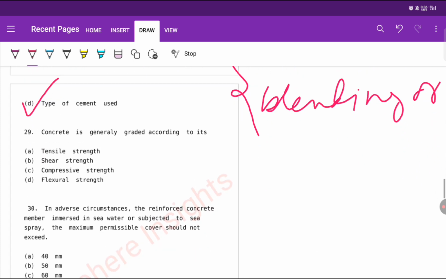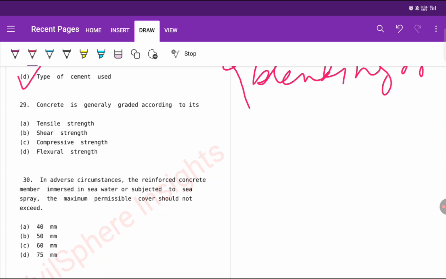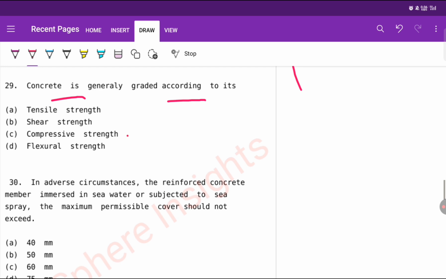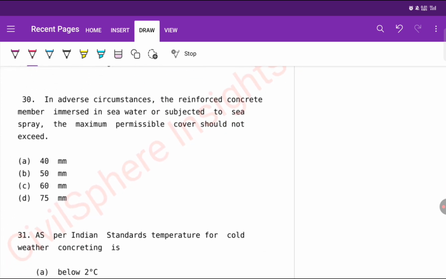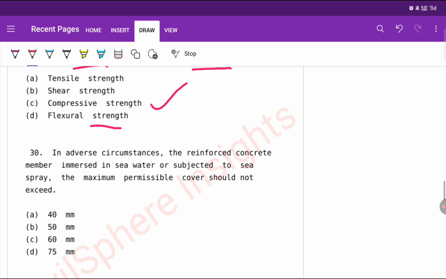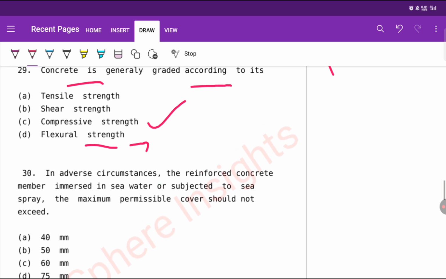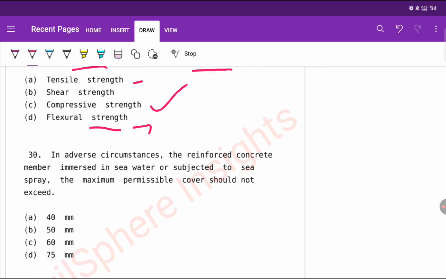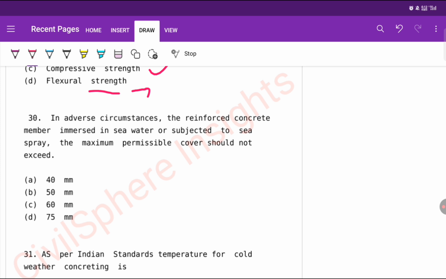Next question 29: concrete is generally graded according to its what? Concrete is graded by compressive strength. Flexural strength means tensile strength under bending, and these tensile strengths are negligible in concrete, so we grade concrete as per compressive strength. Coming to the next question, question 30.